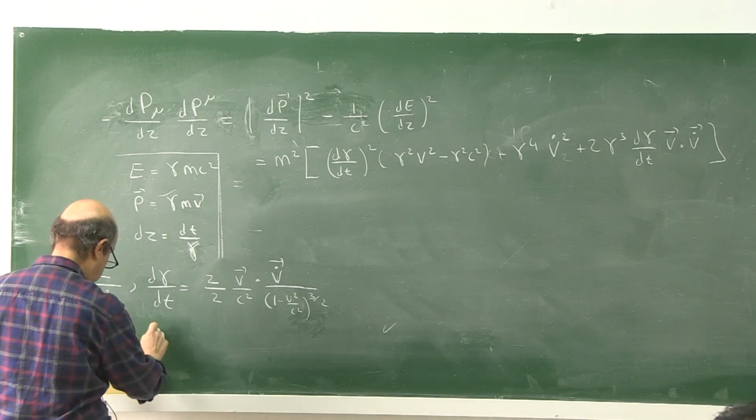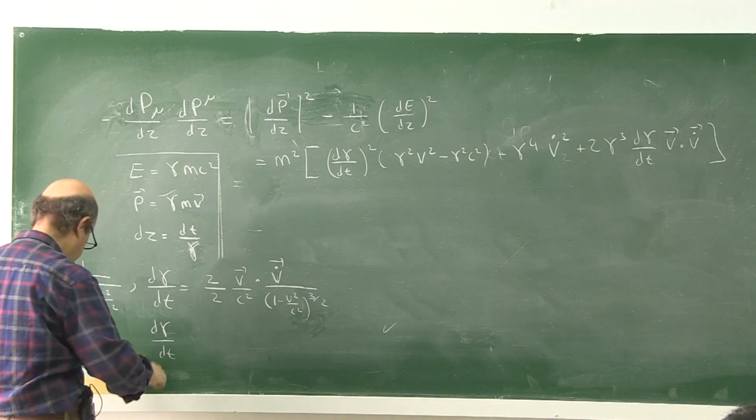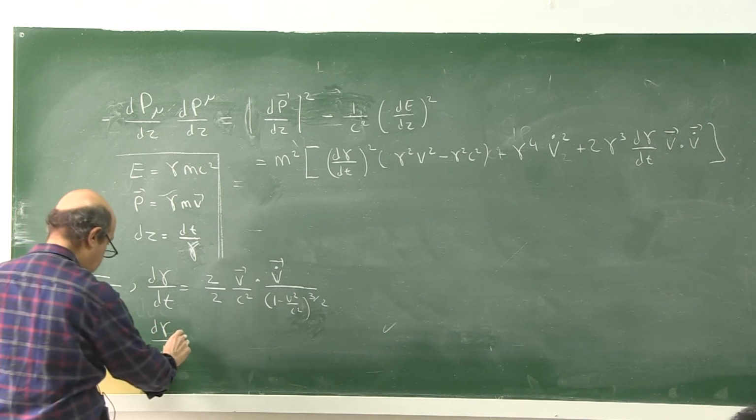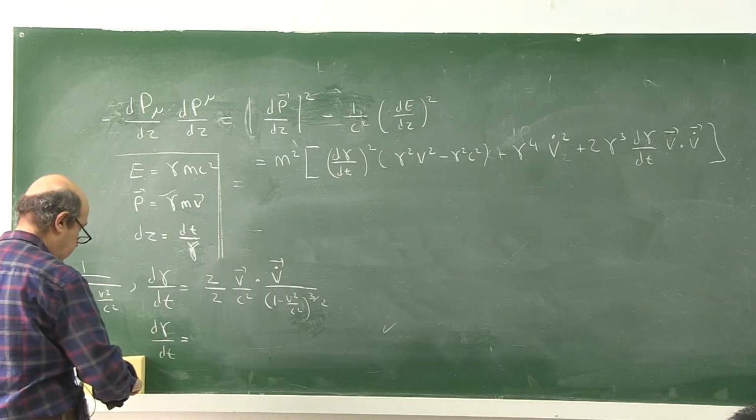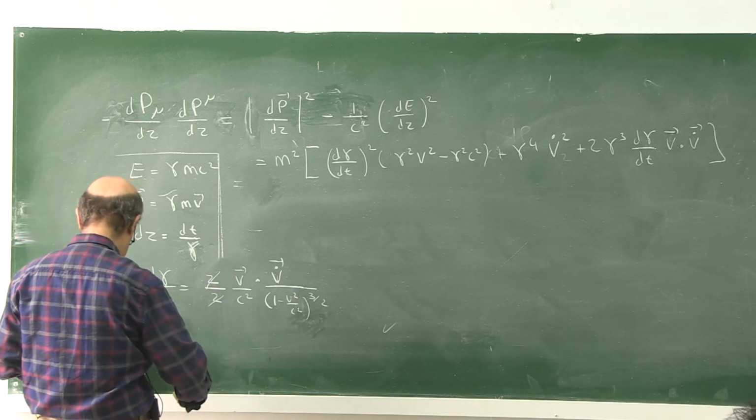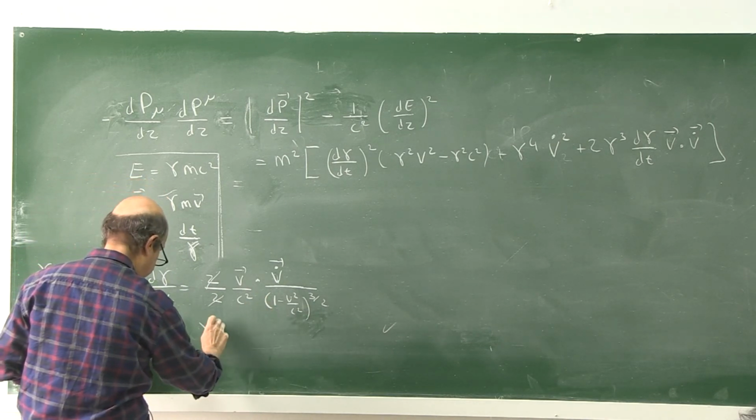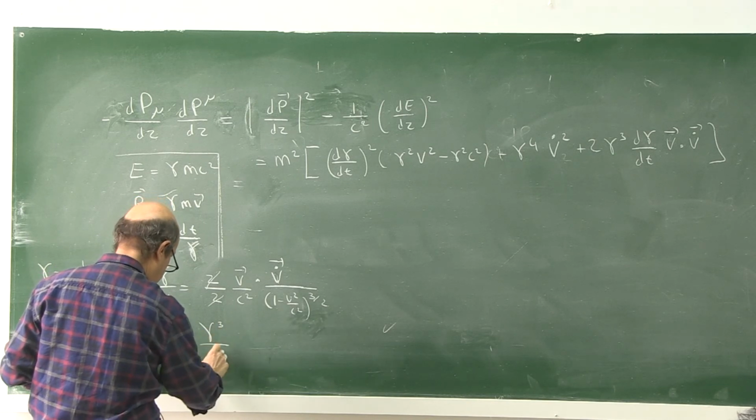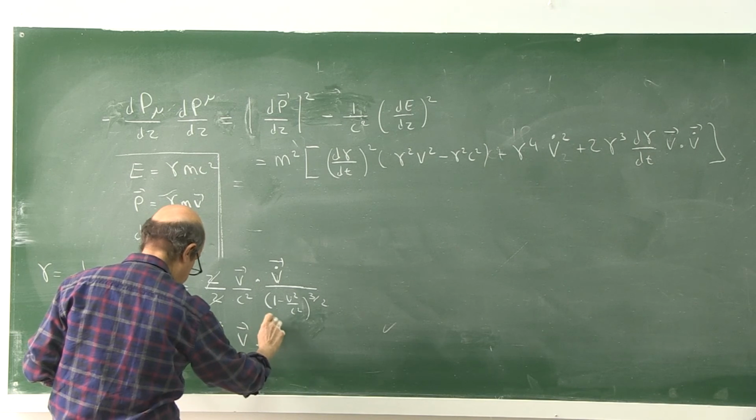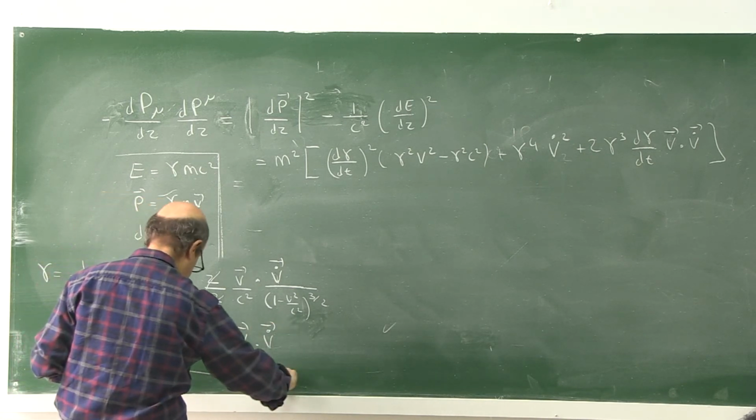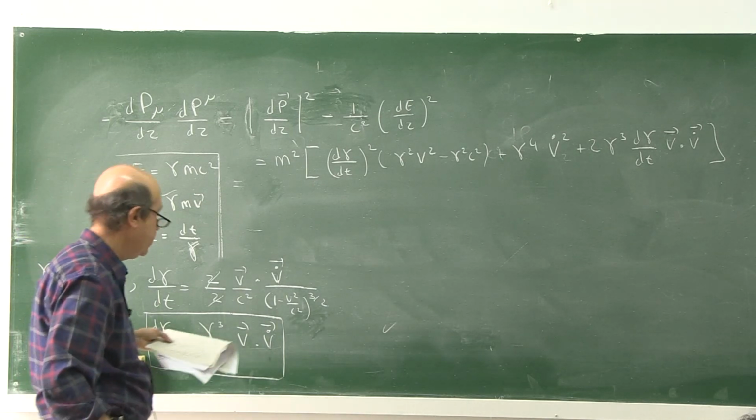So d gamma over dt, you have to keep this calculation, so you will use this later in other calculations. So that is equal to what? This will be cancelled, and this is gamma cubed over c squared v dot. So this is an important thing for our calculations.